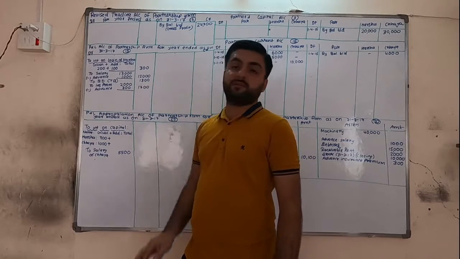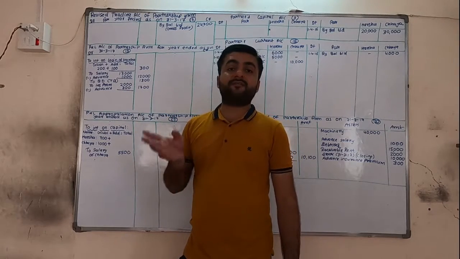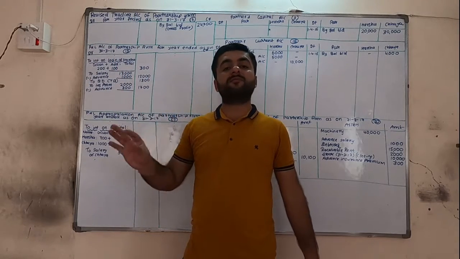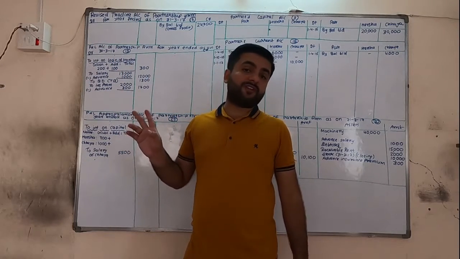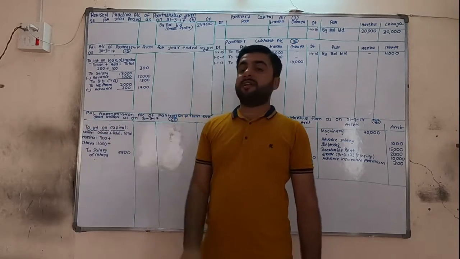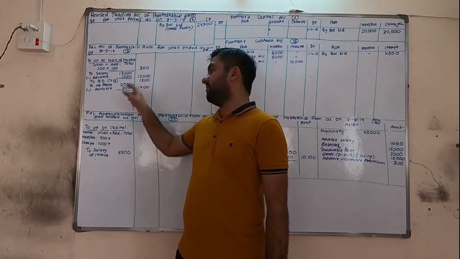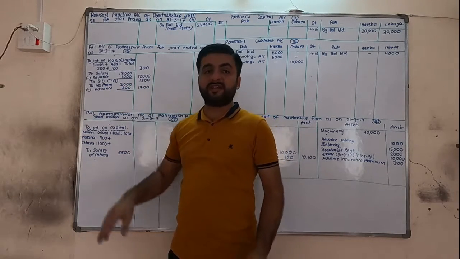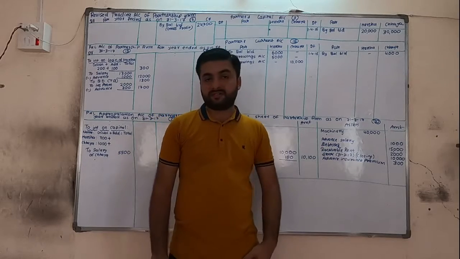Insurance premium is 2000. It has 1200 for 3 months advance, meaning up to 30th June. So 1200 into 3 by 12. Don't do 2000 into 3 by 12, because 1200 is the only amount which is advance. So 1200 into 3 by 12, 3 months advance. Subtract from here. Debit side minus means credit. If one is credit, another is debit.